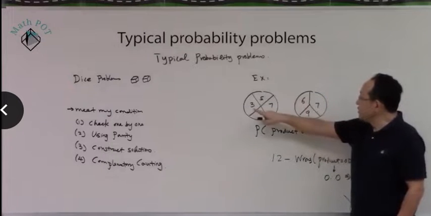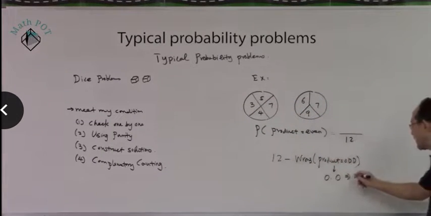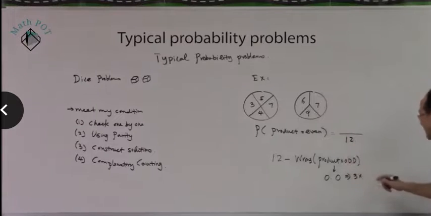It's very clear. How many ways could the first number be odd? 3, 5, and 7. That gives us 3 ways in the first step. How about the second one? The number could be 7 and 9. That gives us 2 ways.